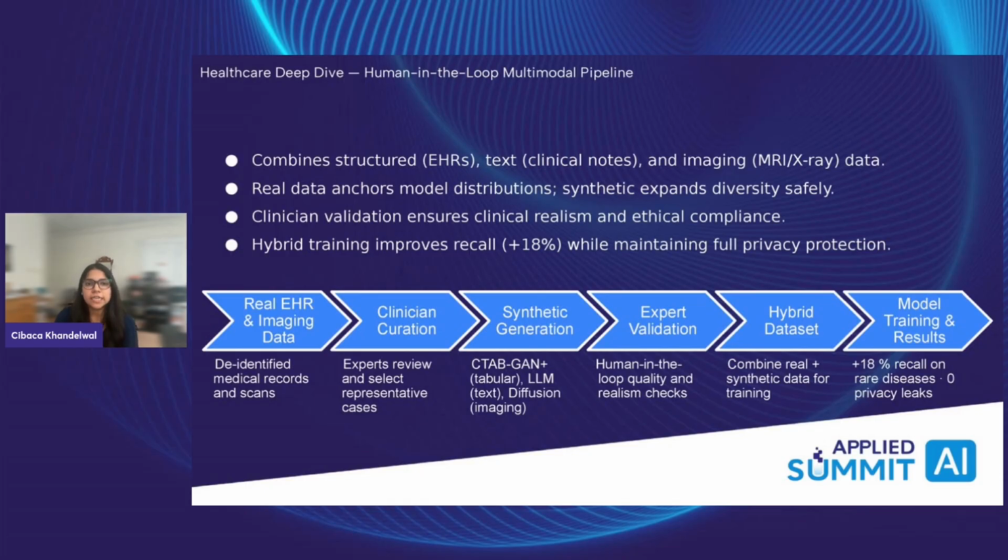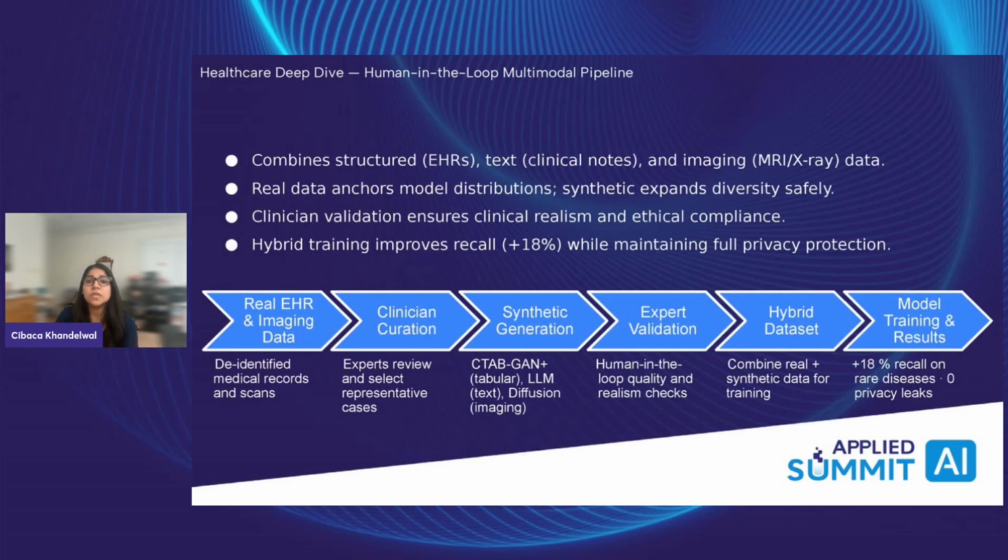So real data anchors your model distribution. Real data tells what categories or what type of data is to be generated. Synthetic data is usually used to expand the diversity safely. Clinical validation, the human in the loop, is a concept in the AI pipeline which is still required because we still need expert opinion to ensure that there is realistic implication as well as ethical compliance being followed.